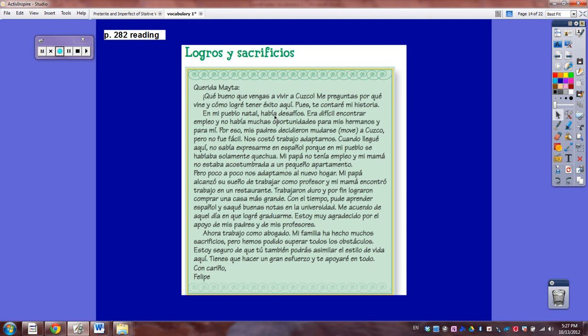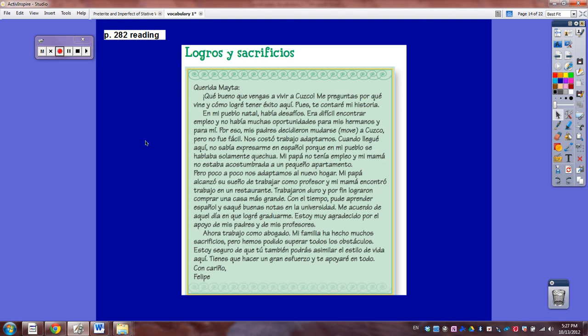All right. In my country, there were challenges. It was difficult to find a job, and there were not a lot of opportunities for my brothers and sisters and for me. For this reason, my parents decided to move to Cusco, but it wasn't easy. It cost work. We had to work to adapt ourselves.